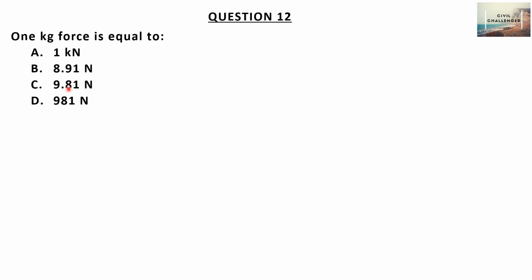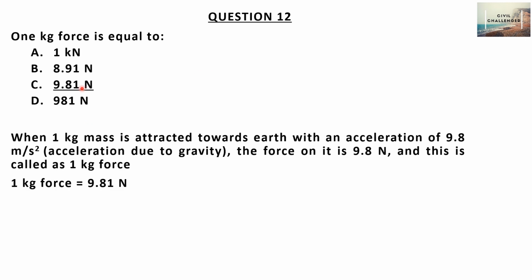The next question is, 1 kilogram force is equal to option A, 1 kilonewton, option B, 8.91 Newton, option C, 9.81 Newton, option D, 981 Newton. When 1 kilogram mass is attracted towards Earth with an acceleration of 9.8 meter per second square, which is the acceleration due to gravity, then the force acting on it will be 9.8 Newton, and this is called as 1 kilogram force. Okay. So 1 kilogram force is equal to 9.81 Newton. Here the acceleration due to gravity is sometimes taken as 9.81, and sometimes it is also taken as 9.8, depending upon the accuracy with which we need.